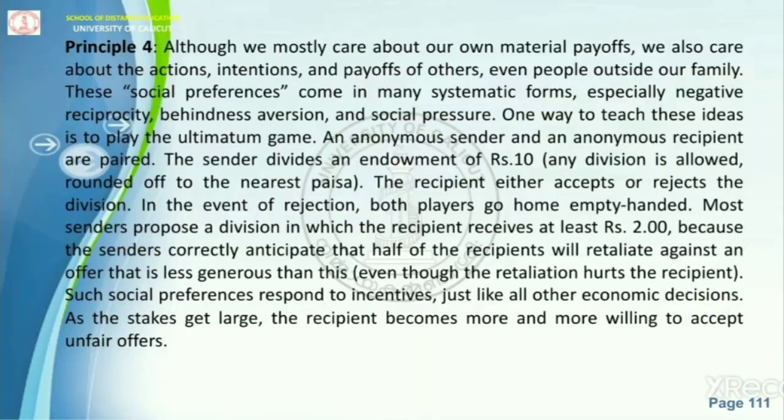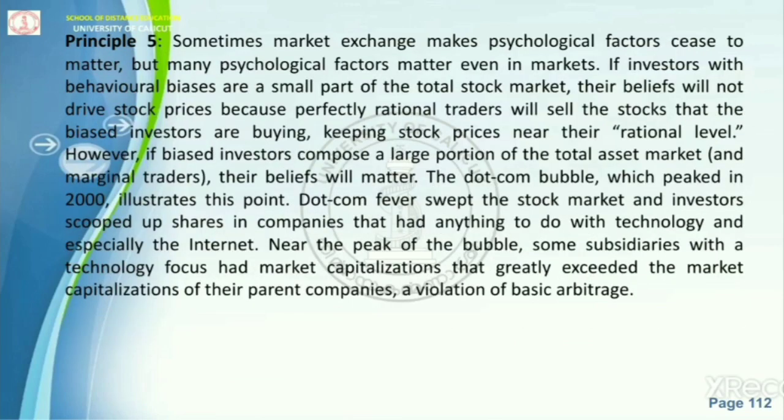Most senders propose a division in which the recipient receives at least rupees 2 because the senders correctly anticipate that half of the recipients will retaliate against an offer that is less generous than this, even though the retaliation hurts the recipient. Such social preferences respond to incentives just like all other economic decisions. As the stakes get large, the recipient becomes more and more willing to accept unfair offers.